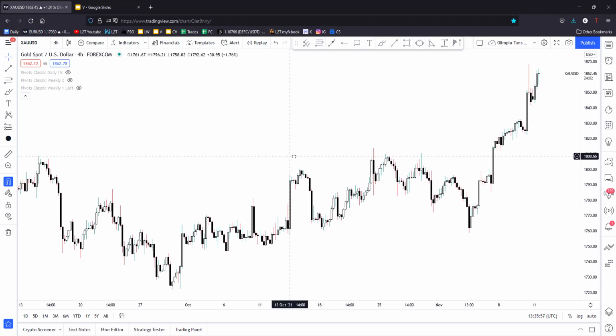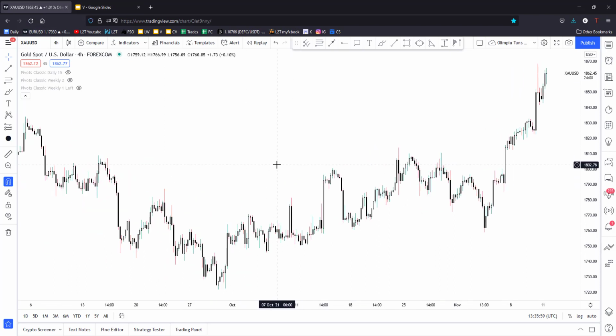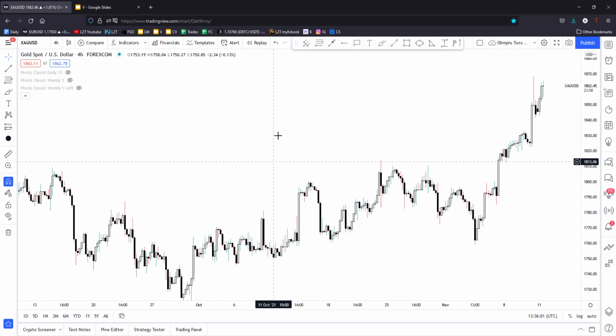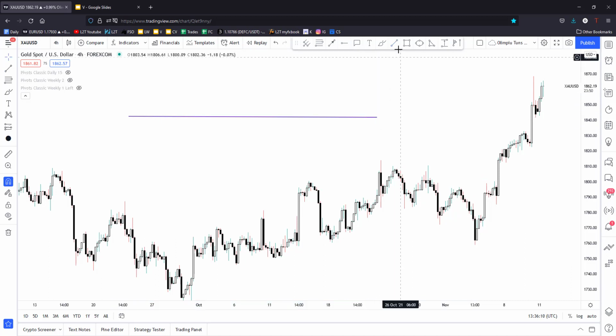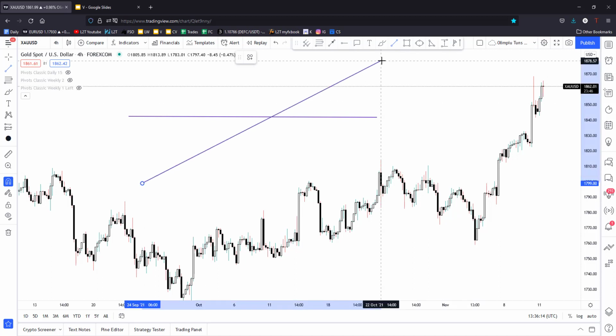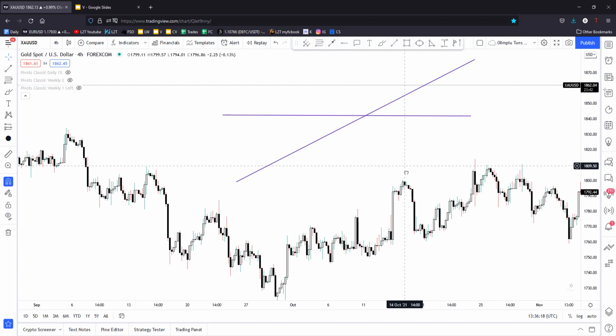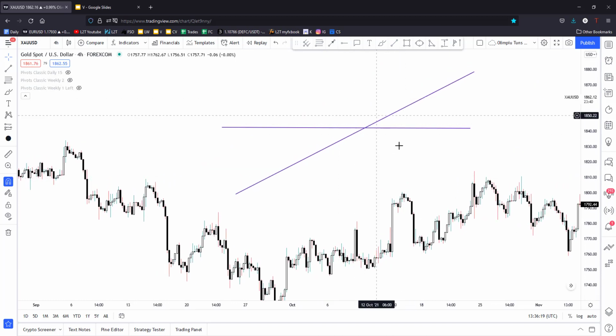So let's talk about the confluence area. Maybe you are wondering what the confluence area is. Actually, the confluence area is the intersection of two resistance levels, maybe something like this, or support levels.